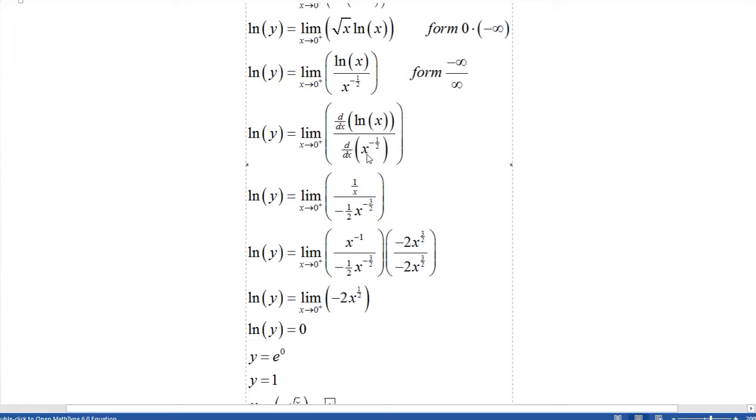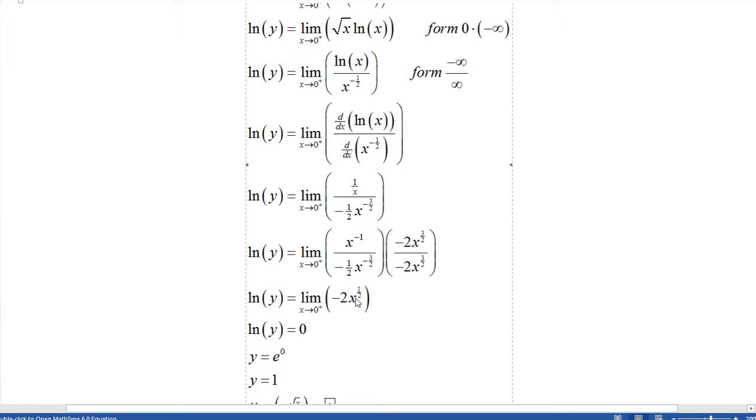The derivative of x to the negative 1/2 is negative 1/2 x to the negative 1/2 minus 1, that's negative 3/2. Now, I'm going to multiply top and bottom of this fraction by negative 2x to the 3/2. Now, when I do this, the negative 1/2 and the negative 2 cancel to 1. x to the negative 3/2 times x to the 3/2 is just 1. So that just cancels out the bottom altogether. So we're left with the negative 2, and here we add exponents. 3/2 plus a negative 1 is positive 1/2.